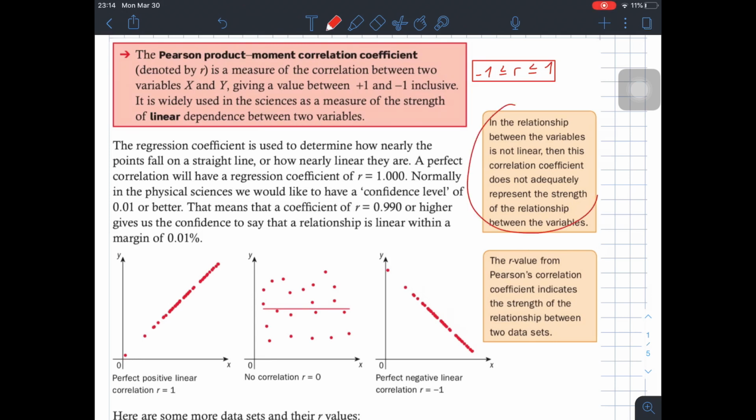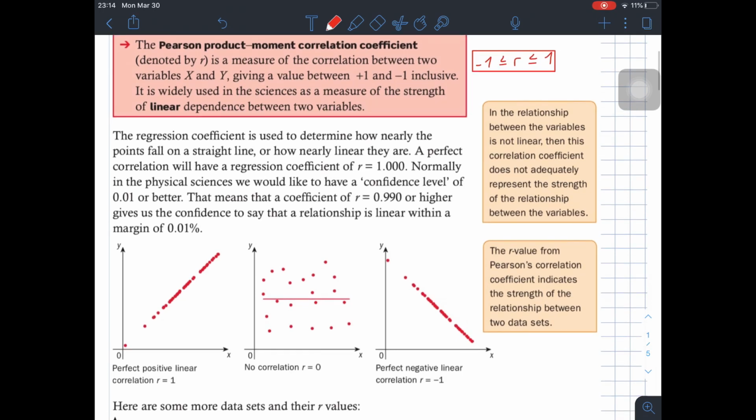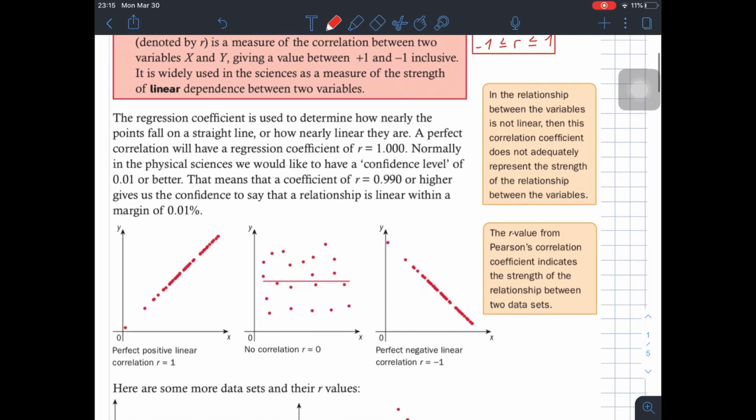Okay, so here it says, if the relationship between the variables is not linear, then this correlation coefficient does not adequately represent the strength of the relationship between the variables. So this is very important for you to know. This value of R is only used for linear relationships, okay? We're not using the Pearson's product moment correlation coefficient for non-linear relationships.